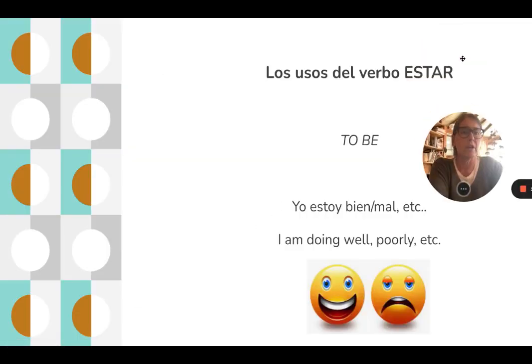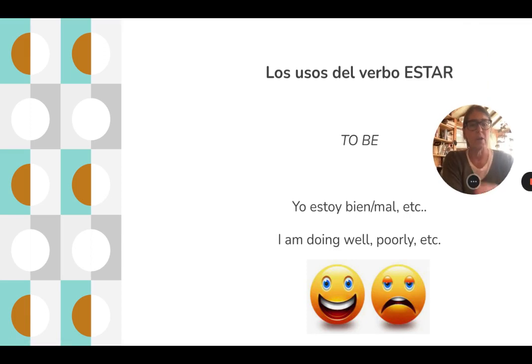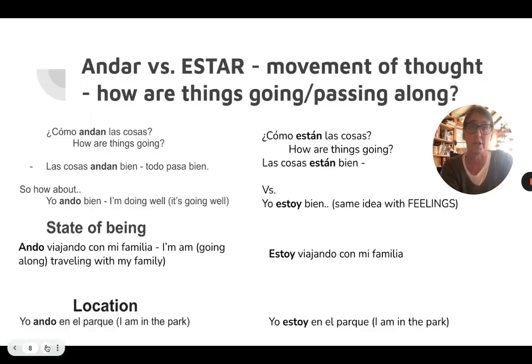Another use of andar is a question that people have is, can I use it instead of estar? And the short answer is yes, you can. So this is used as a state of being. So you might say, yo estoy bien, yo estoy mal, yo estoy frustrada, yo estoy whatever, right? That's the verb estar. I'm doing well, I'm doing poorly today. It's a feeling, it's an emotion.